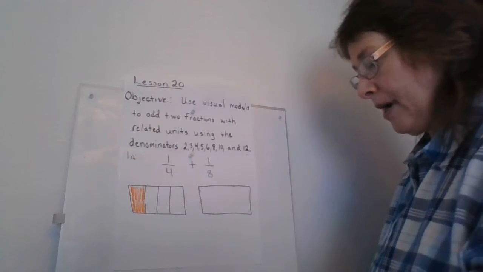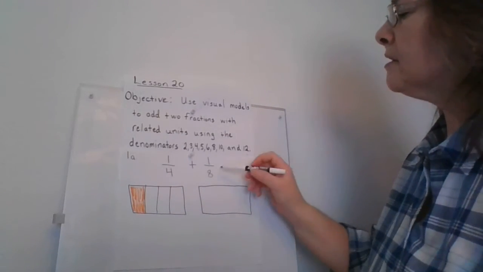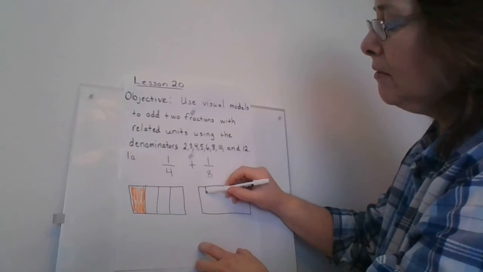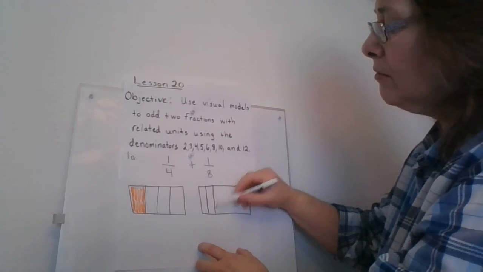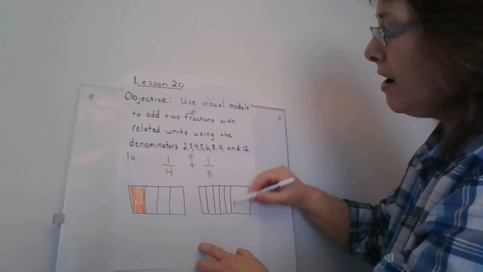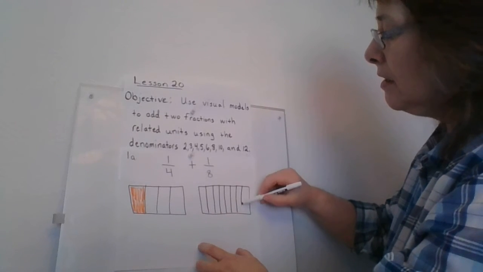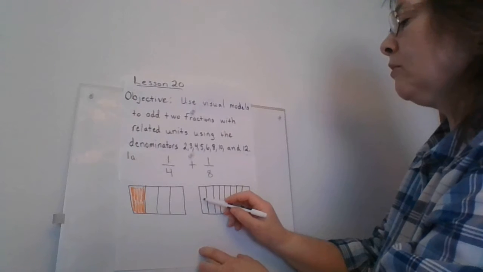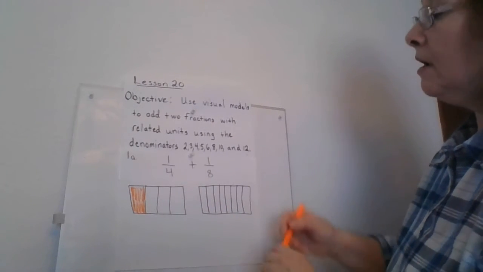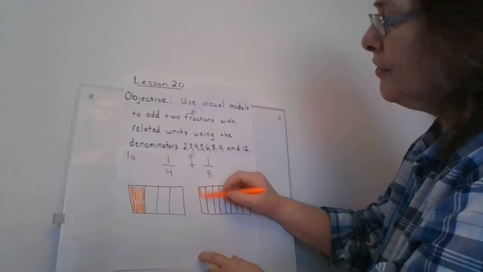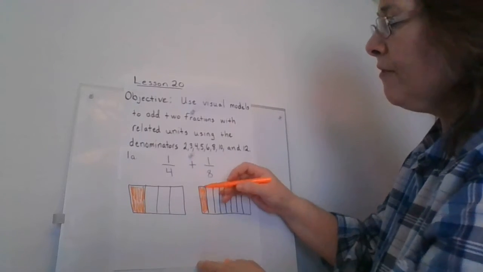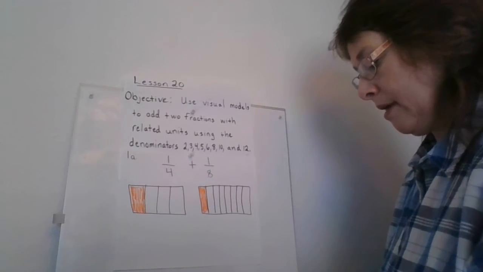The second fraction is 1/8. The denominator is 8, so that means I should have 7 lines. 1, 2, 3, 4, 5, 6, 7. Double check. 1, 2, 3, 4, 5, 6, 7, 8. I have 8 parts. I will shade in the first part. So now I have 1/4 plus my 1/8.